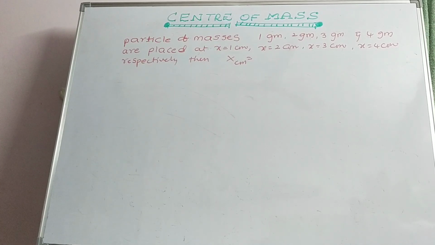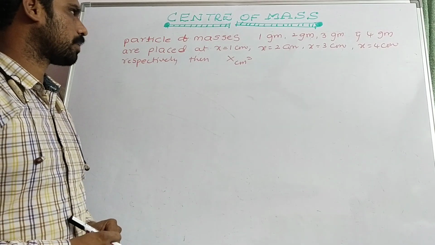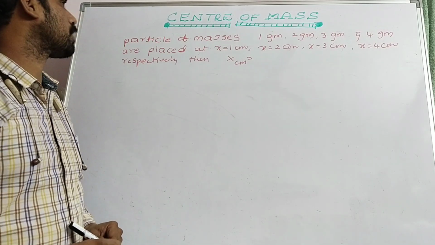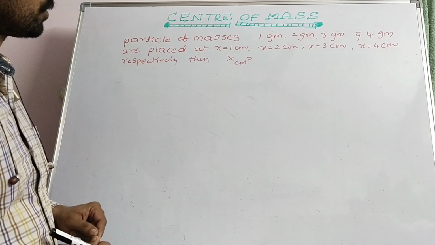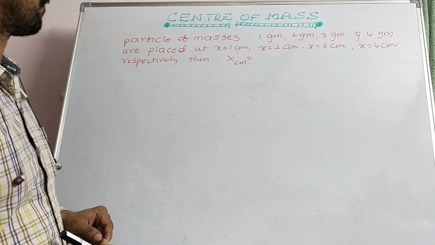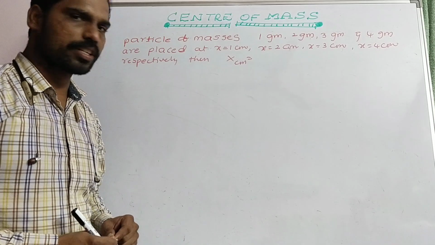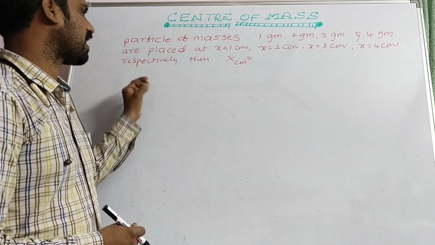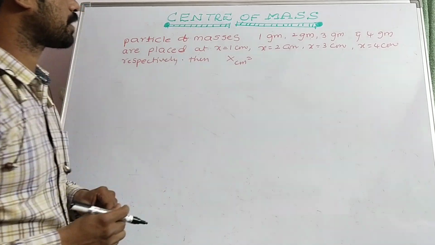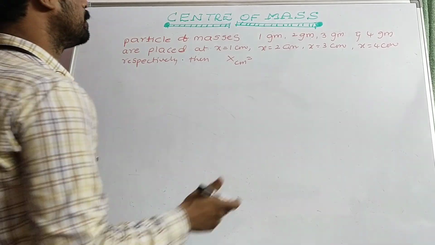Today we are going to discuss the problems on center of mass. Particles of masses 1 gram, 2 gram, 3 gram, 4 gram are placed at x equal to 1 centimeter, x equal to 2 centimeter, x equal to 3 centimeter and x equal to 4 centimeter respectively. Then find XCM, the center of mass of the particles.